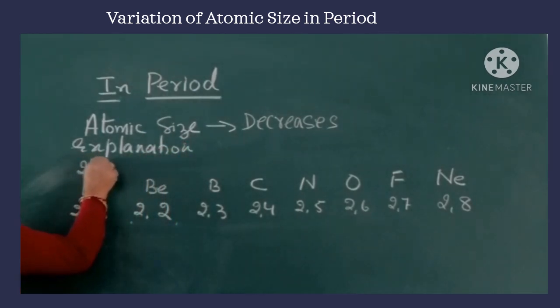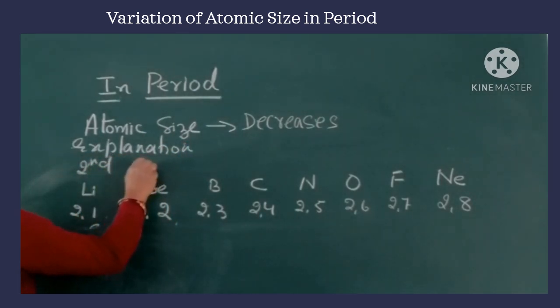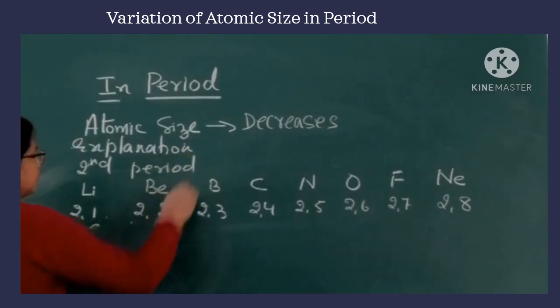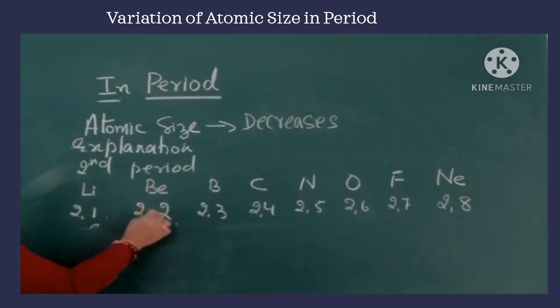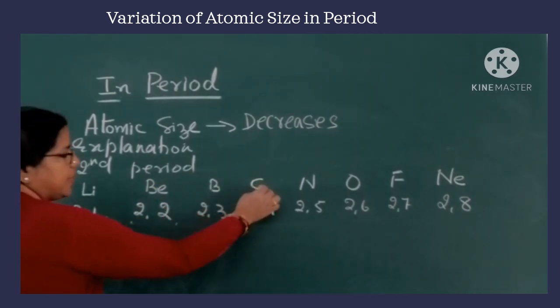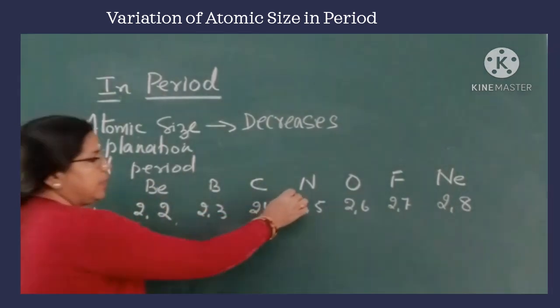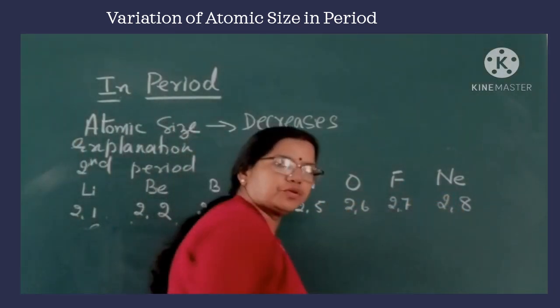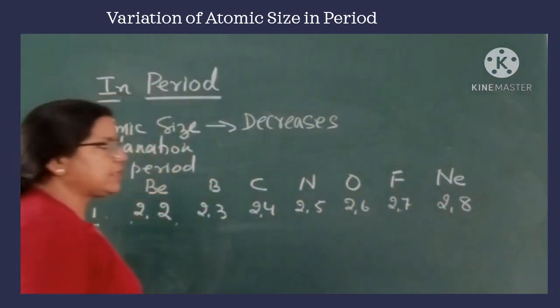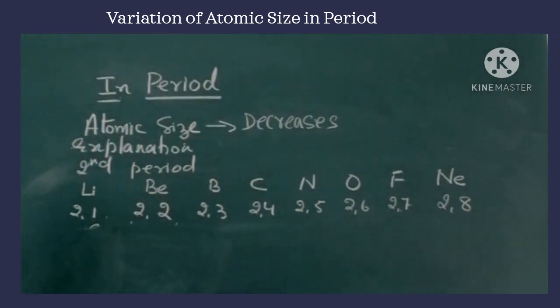Elements of the second period, whose electronic configurations are lithium 2,1, beryllium 2,2, boron 2,3, carbon 2,4, nitrogen 2,5, oxygen 2,6, fluorine 2,7, neon 2,8. Now let us draw the atomic structure.